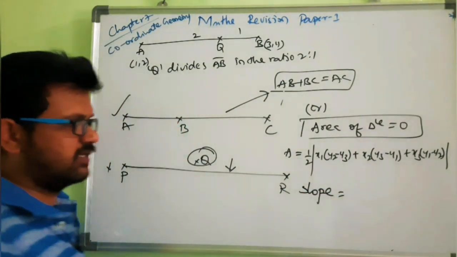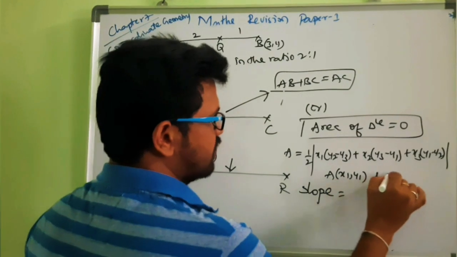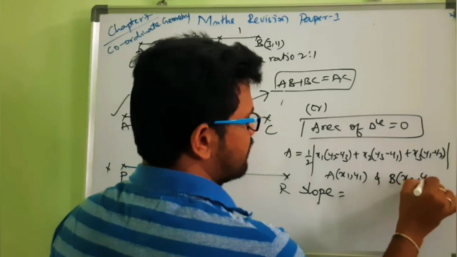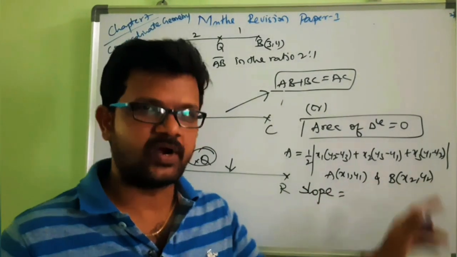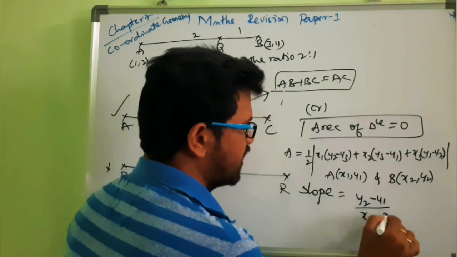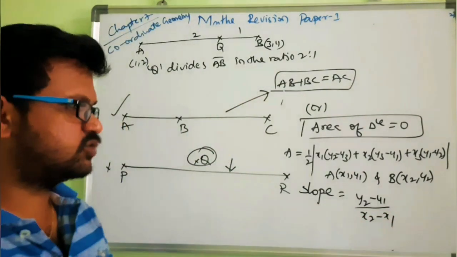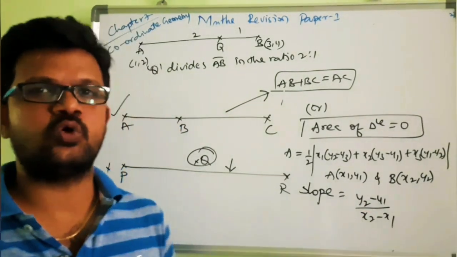Slope of a line segment. If they give 2 points x1 comma y1 and x2 comma y2, find the slope of the line segment joining the 2 points. What is the formula? y2 minus y1 by x2 minus x1.